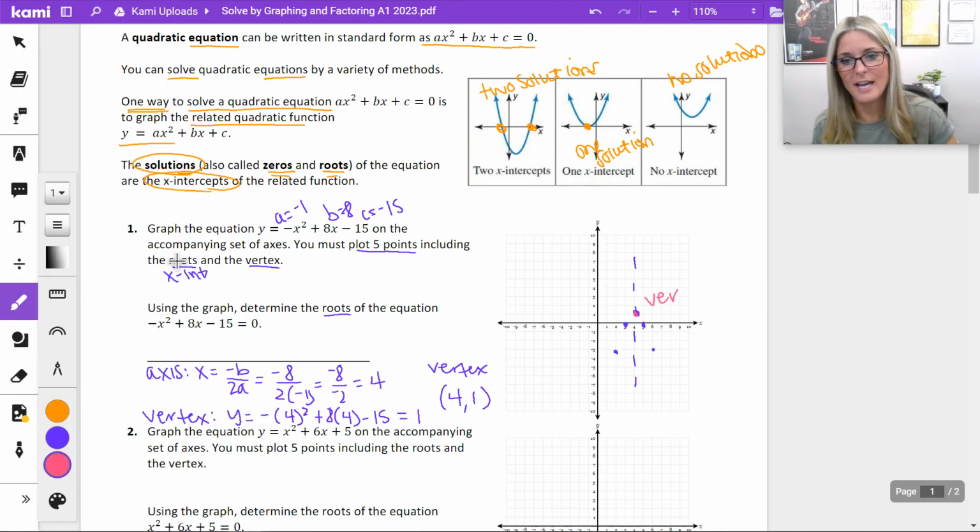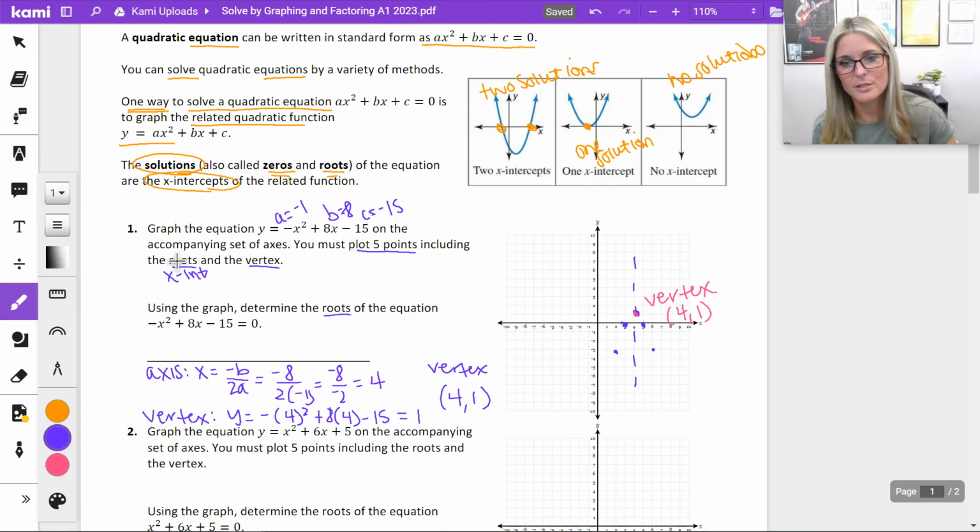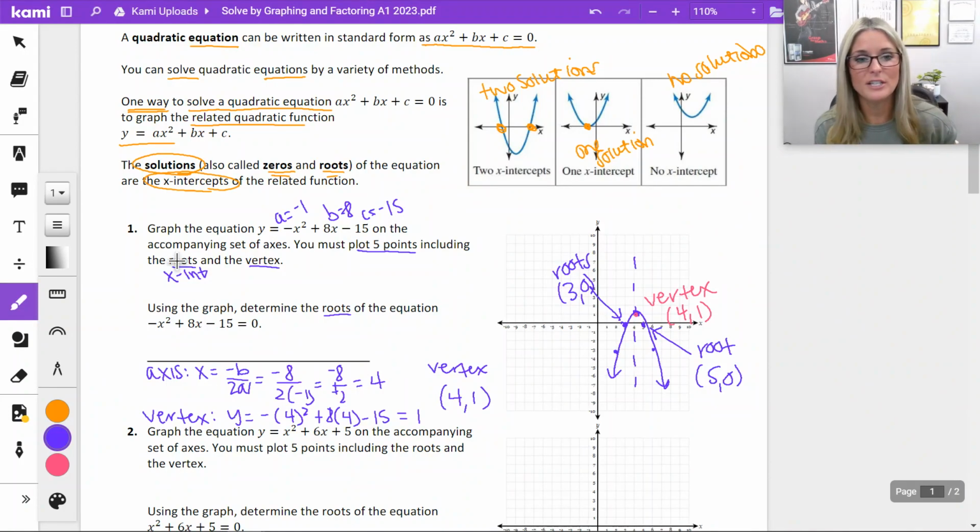So we had our vertex at 4, 1. We have our roots. Let me go ahead and connect our parabola here. Our x-intercept was at 3, 0, and the other one was at 5, 0. So back to the question: using the graph, determine the roots of the equation. The roots were 3, 0, and 5, 0. We're just going to list our x values here, 3 and 5.